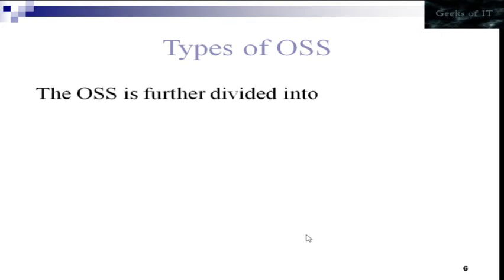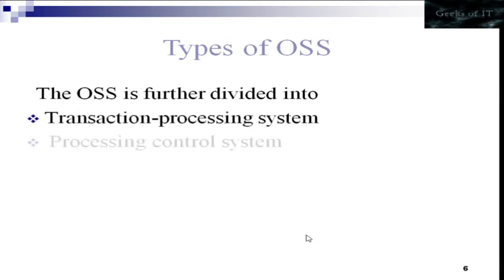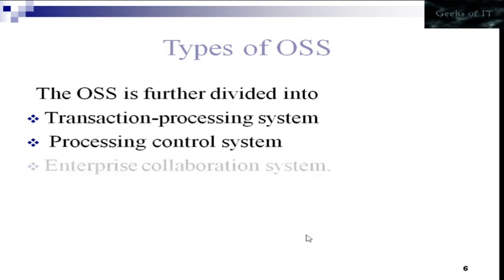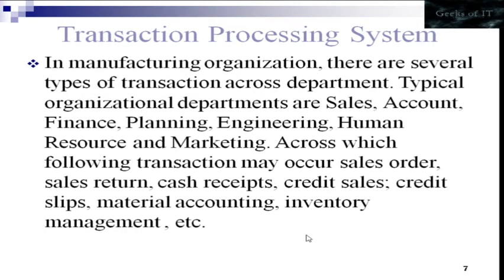Types of operation support system. Operation support system is further divided into transaction processing system, process control system, and enterprise collaboration system. Transaction processing systems are used to record the day-to-day business transactions of the organization. They are used by users at the operational management level.